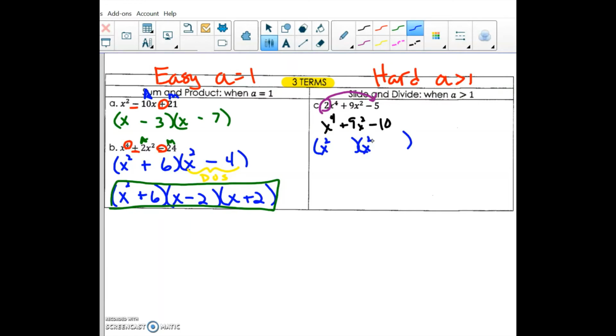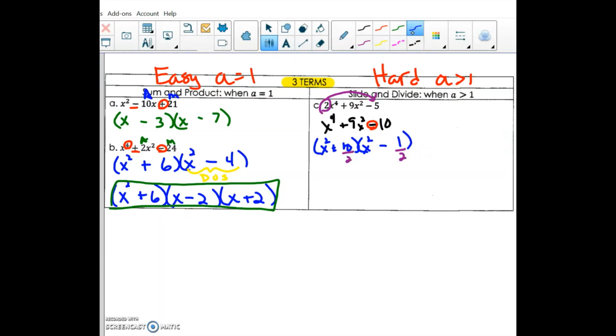What multiplies to give you 10 that will subtract to get 9? That'll be a 10 and a 1. The signs are going to be different, and the larger number carries the sign. So the 10 is positive, and the 1 is negative. But now we have to give the 2 back.